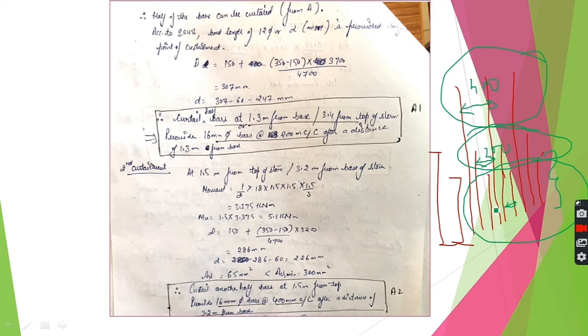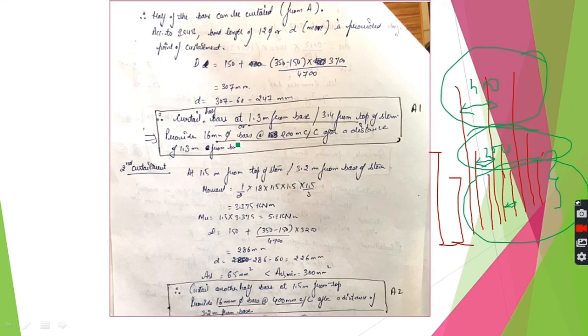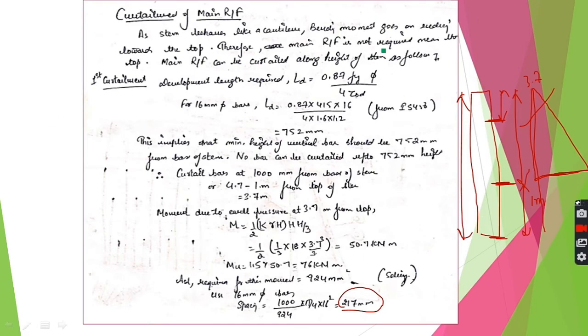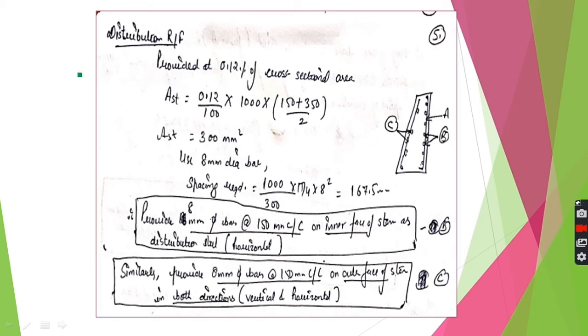to center. So you can see how easily we can curtail the reinforcement and how easily we are saving so much material of reinforcement. You don't need to do so many calculations every time. With practice and with time, you will learn how to do this curtailment swiftly and quickly. So this is the main reinforcement on the top face, on the inner side of your stem. Now next is the distribution reinforcement.